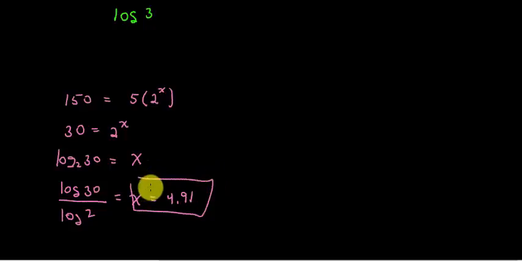And you can try it. You could put it in the original equation, 2 to the power of 4.91. You'll be very, very close to 30. The only reason you'll be off is because we rounded. Now let me just show you that there's another way, though, that we could have done this.